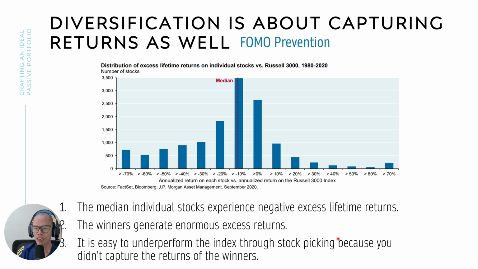Now, this is another illustration. It is from JP Morgan itself, to illustrate that the Russell 3000 index is an index of US larger and smaller companies. So it's a combination of larger companies and smaller companies. If we add all the companies together and tabulate their excess lifetime returns on these individual companies, you'll see that the median is over here. The median is negative 10%. So the median individual stock will experience negative excess lifetime returns.